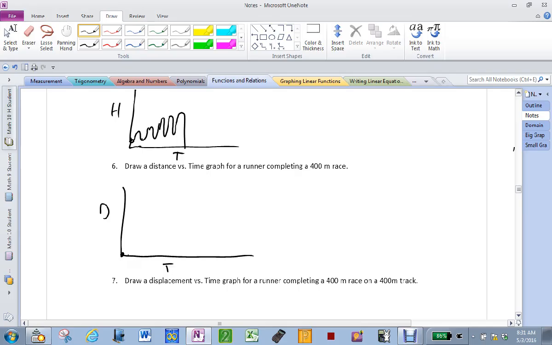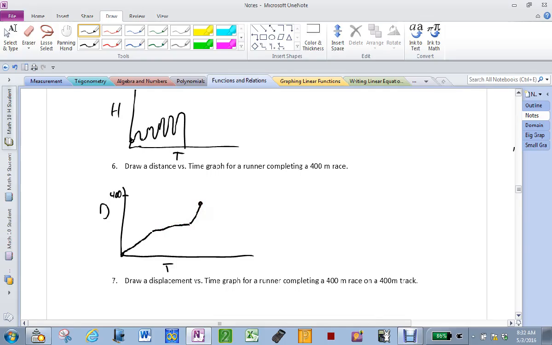The point is, where does the line end? At 400. Does it ever go back down to here? Why? Because it's distance. So if I'm running this race, this is what it looks like. Start, maintain a constant pace, and then strong finish. That's the way my graph would look.